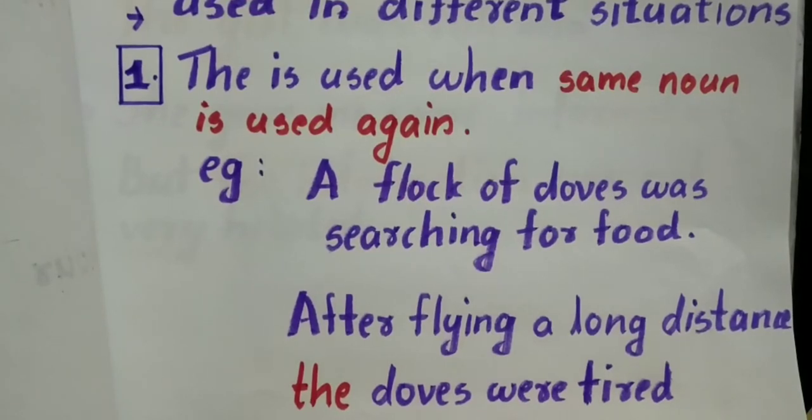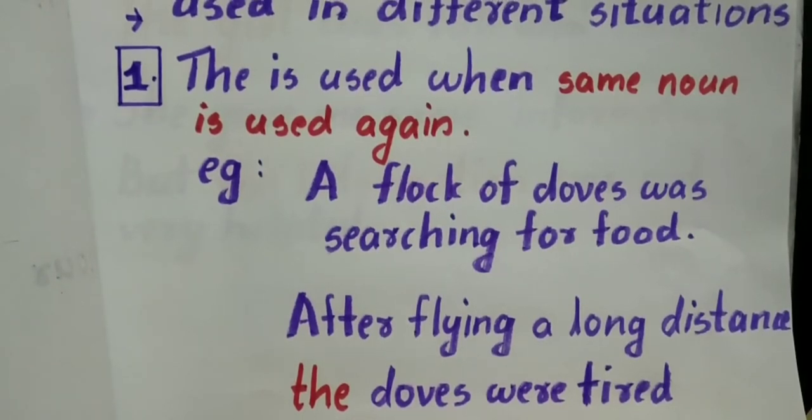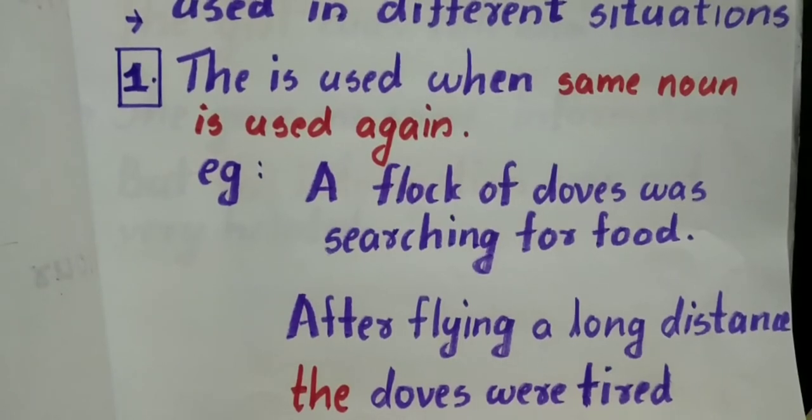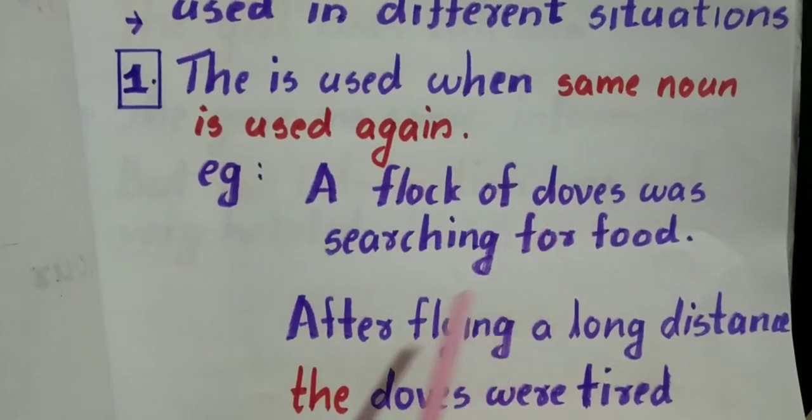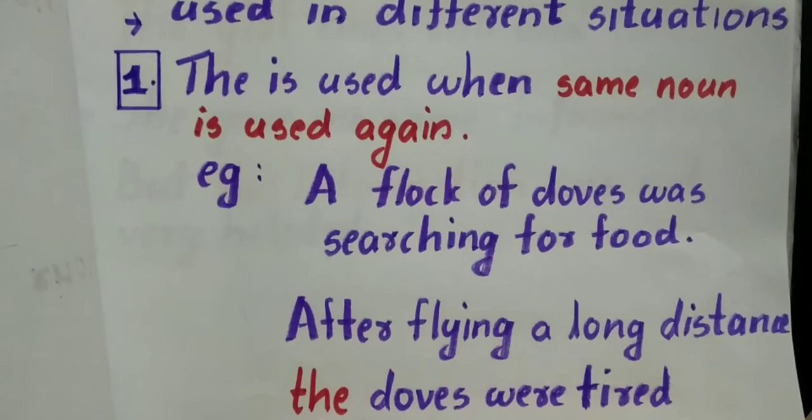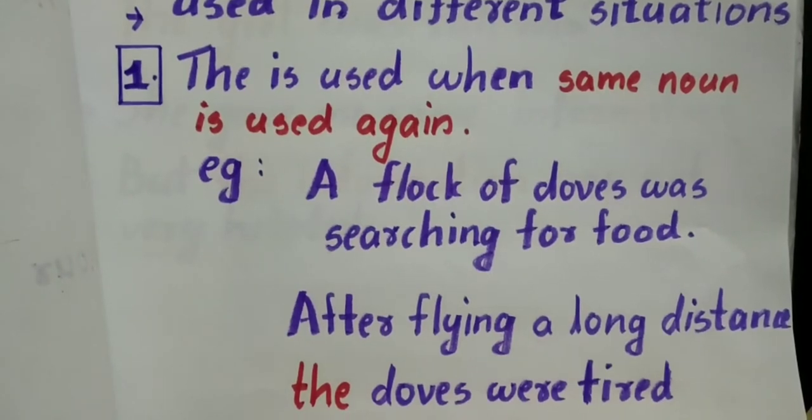Here we are repeating the noun we have used in the first sentence. In the first sentence we talked about the noun doves. And in the second sentence as well, we are repeating the same noun doves. So we have to mention that, we have to point that we are talking about the same noun we mentioned in the first sentence. For the same purpose, we will add the. And the meaning of the sentences will be like this.